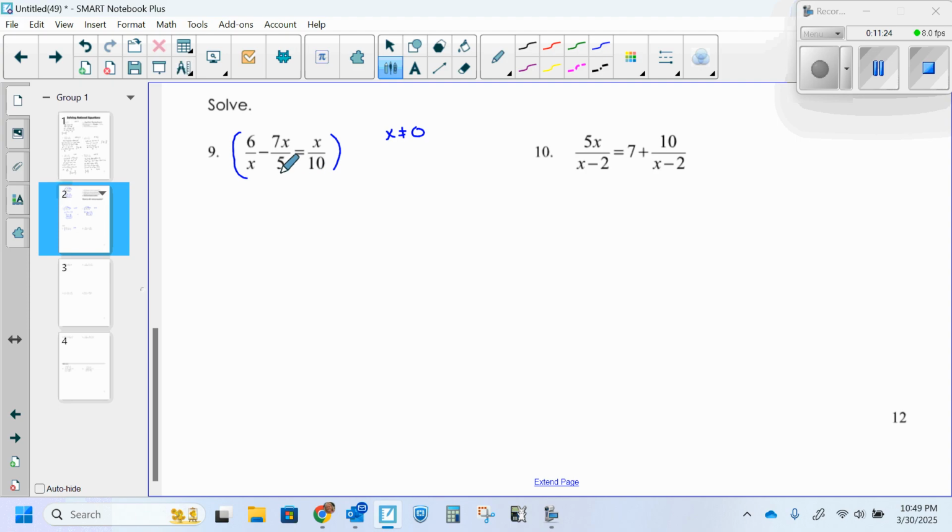Least common denominator of 5x and 10 is 10x. Okay, x's cancel, 60. 5 goes into that 2x times. 2x times 7x is 14x squared. 10 goes into that, the 10's are going to cancel, and you're left with x squared. Okay, so let's get our x squares on the other side. You get 60 equals 15x squared. Divide by 15, and you get x equals plus or minus 2.